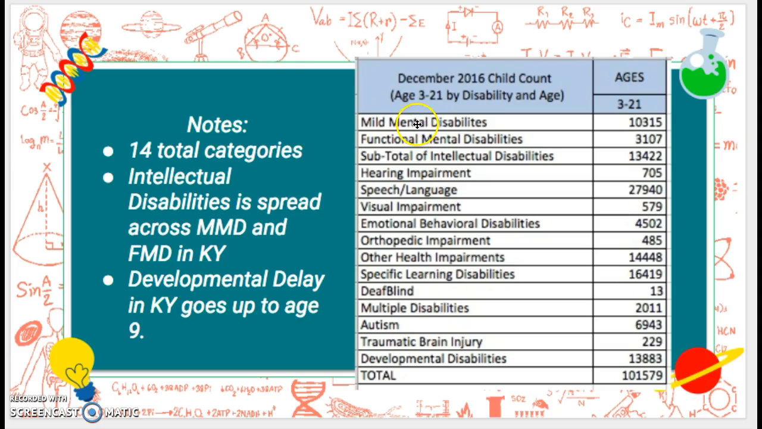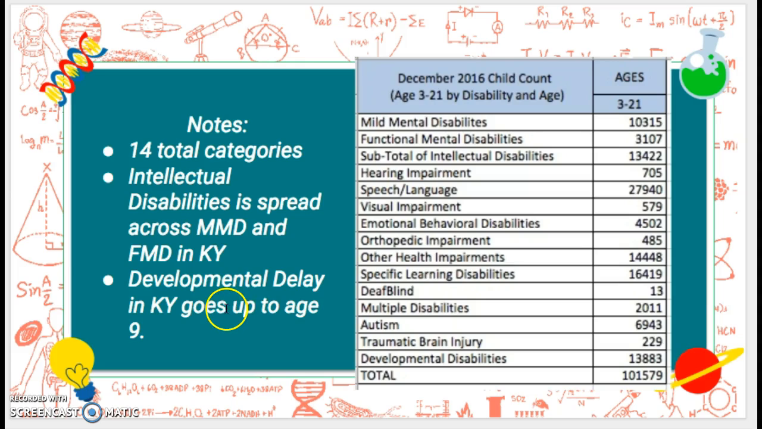Within these categories of mild mental disability and functional mental disability, this category is actually called an intellectual disability. We also have categories for students with hearing impairments, students who need speech and language services, students with visual impairments, students with emotional behavioral disabilities, orthopedic impairments, other health impairments, which often includes ADHD, specific learning disabilities, students who qualify with deaf blindness, students who qualify as having multiple disabilities, students who qualify with autism, traumatic brain injury, or developmental delay. The developmental delay in Kentucky goes up to age 9.